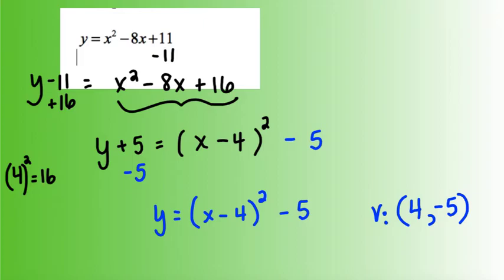All right, now I want you to try. So here's your equation, y equals x squared minus 2x minus 9. So press pause, try it, and then come back. All right, so you're back.